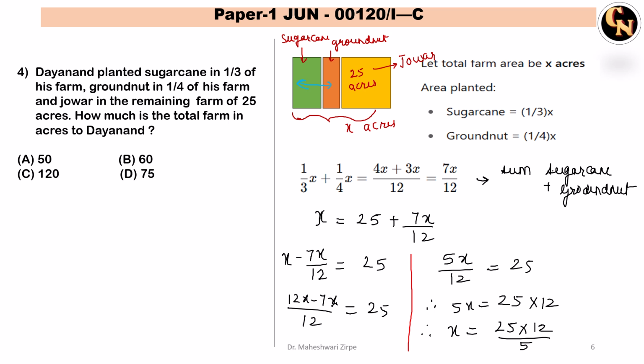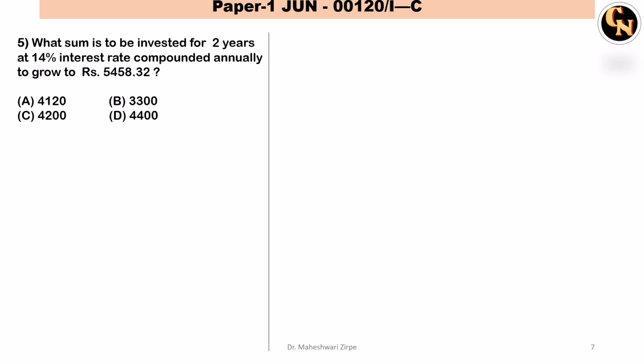It is simple mathematics. What we will be doing? 5 ones are 5, 5 fives are 25. 5 into 12 is 60. Correct, students? x is equal to 60 acres. So this is your answer. 60 acres. That is option B. Option B is the correct option. So this way you will be solving your fourth question, which was asked in December 2020.